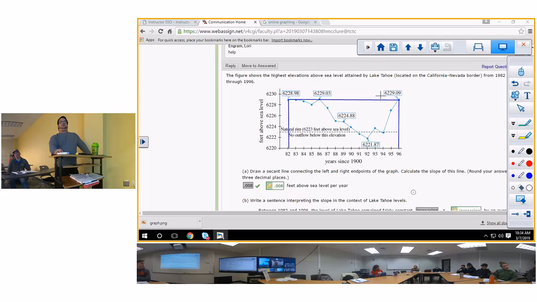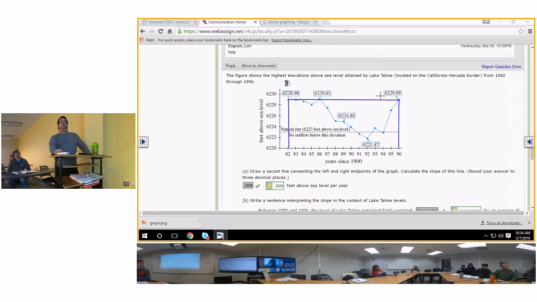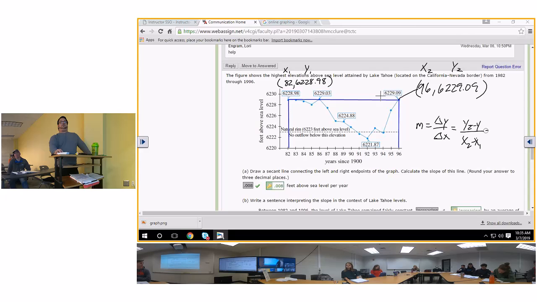So I'm going to take this point right here is 82, comma 6228.98, and this one is what? 96, comma 6229.09. Which way do we read? Left, right. X sub 1, y sub 1, x sub 2, y sub 2. What is slope? Delta y over delta x, which is equal to y sub 2 minus y sub 1 over x sub 2 minus x sub 1, which is equal to parenthesis minus parenthesis over parenthesis minus parenthesis. Plug and chug.